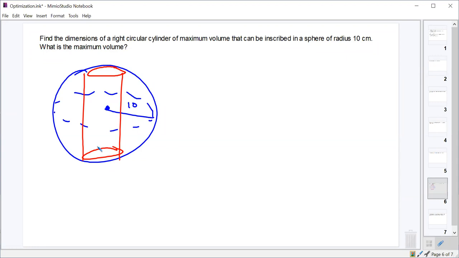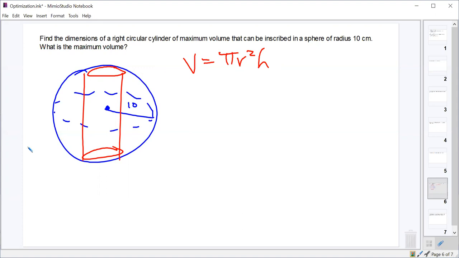So first off, what's the volume of the cylinder? It should be pi r squared times h. Right? Pi r squared, the area of the base, times the height. So the problem that we have with that is that there are two different variables, and we like to convert it into terms of one variable. And so how will we do that?